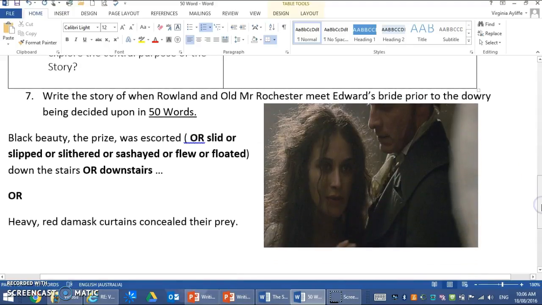Now, just because it's short doesn't make it easier. So let's consider telling the story of when Roland and old Mr. Rochester meet Edward's bride, Bertha, prior to the dowry being decided upon. So, in meeting, do they meet in Jamaica or is the meeting set up between the families in London?